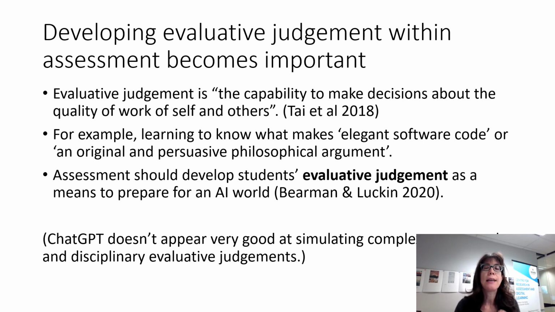And this is where the idea of evaluative judgment comes in. Evaluative judgment is the capability to make decisions about the quality of work of self and others. And what does that mean? It means that if you're studying computing science or software engineering, you must learn to know what makes elegant software code. What makes this software code good? Or if you're doing a philosophy major, what makes an original and persuasive philosophical argument?